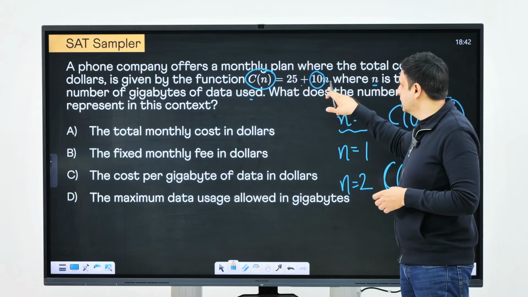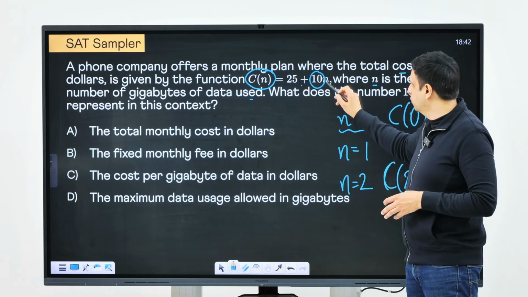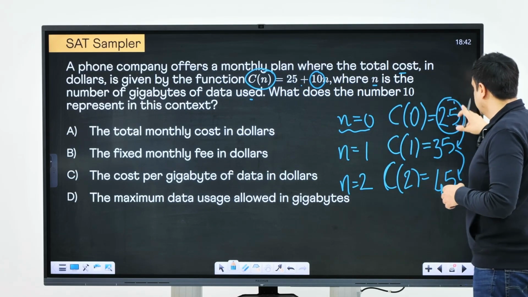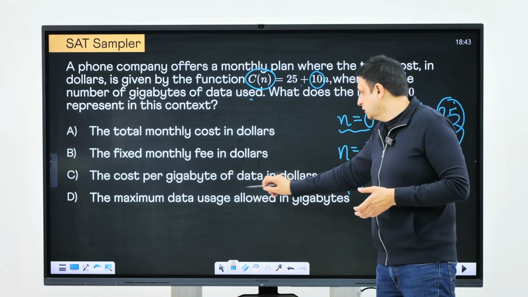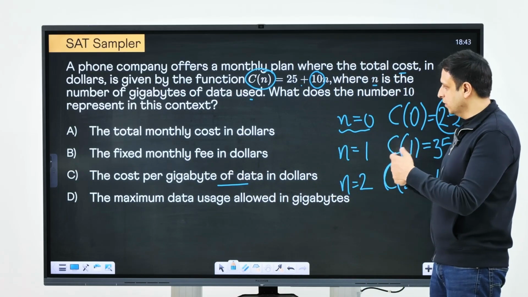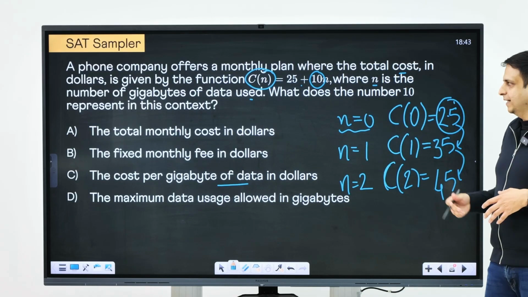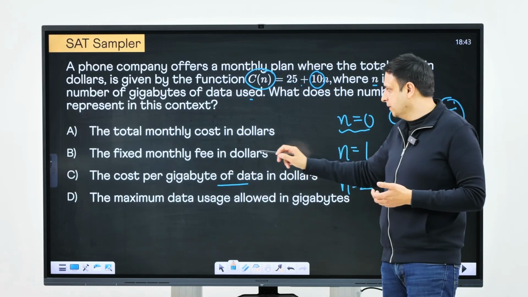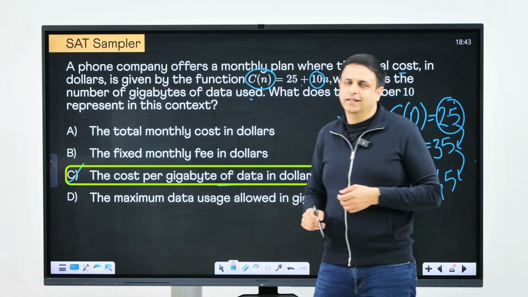Or if you were to plot this as a line in a plane on the graph, you would get the slope of the line as 10. And from here, it's evident that the meaning of this 10 is the cost per gigabyte of data in dollars, because for every additional gigabyte, the cost is increasing by 10. So 10 is the rate of change or the slope, and in this context it means the cost per gigabyte of data in dollars. So C is the correct answer.